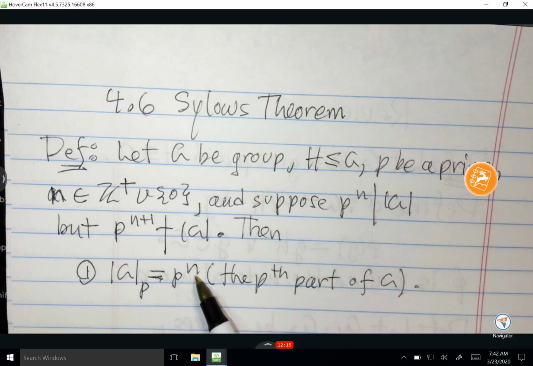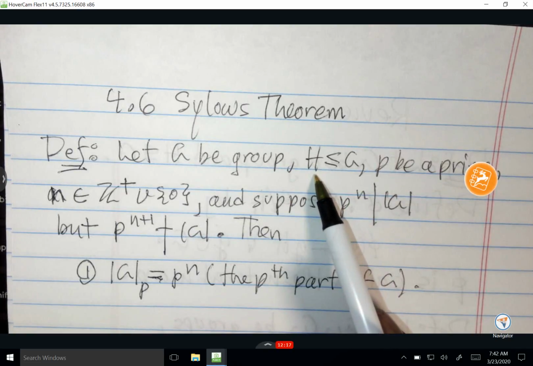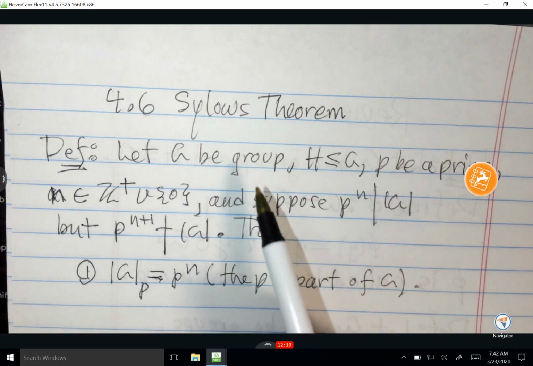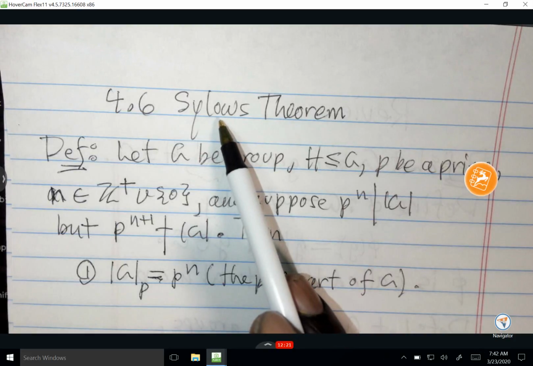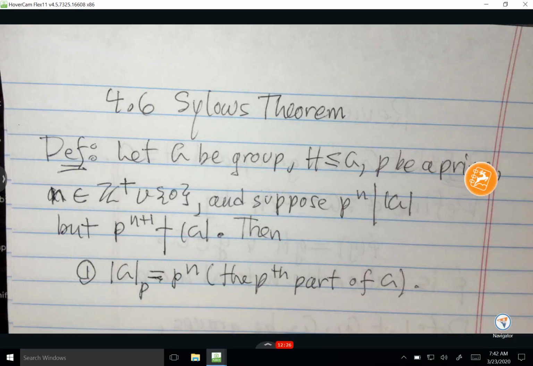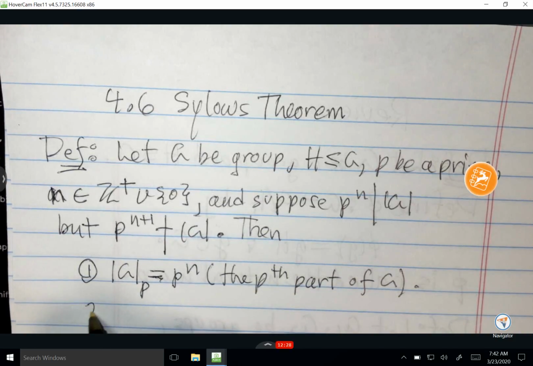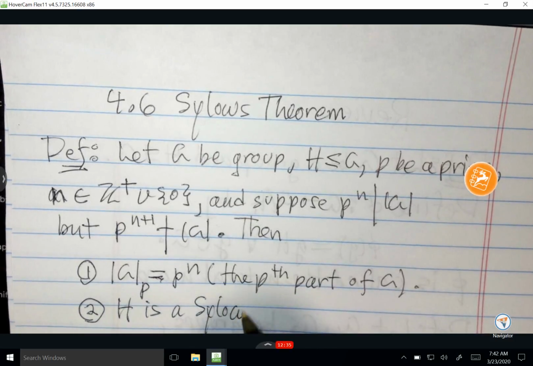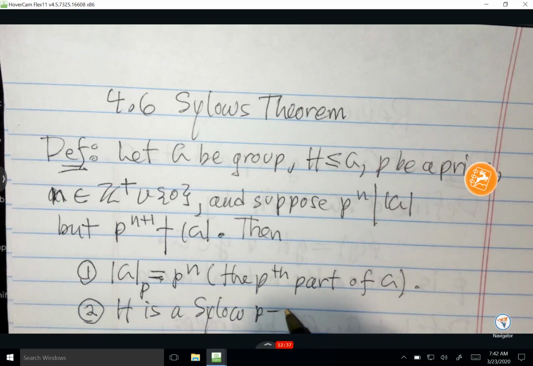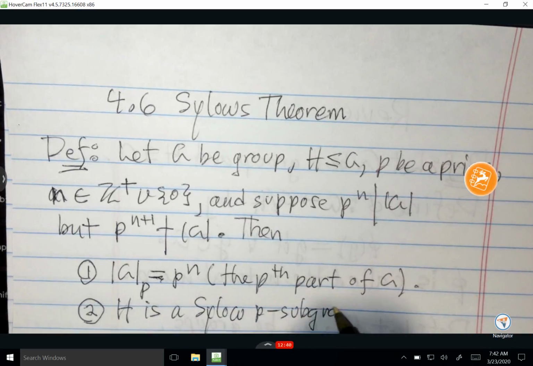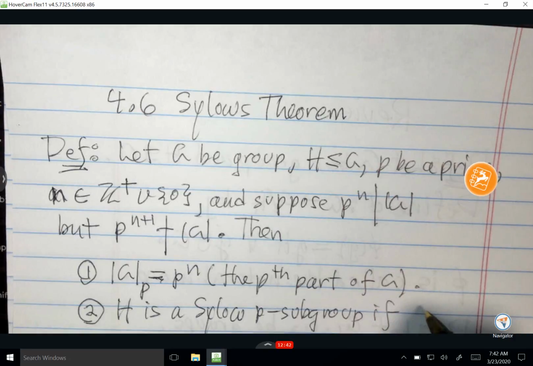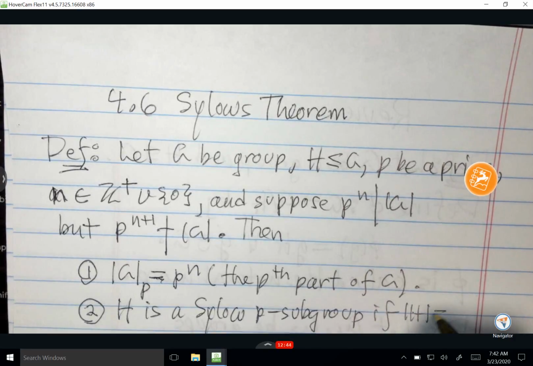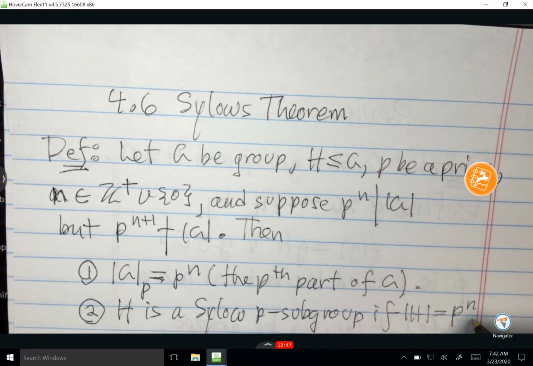Well, if it does, then that subgroup H is called a Sylow p-subgroup, named after the guy who discovered these things, Ludwig Sylow. And that's definition 2. H is a Sylow p-subgroup if the order of H is that pth part of G, p to the n.